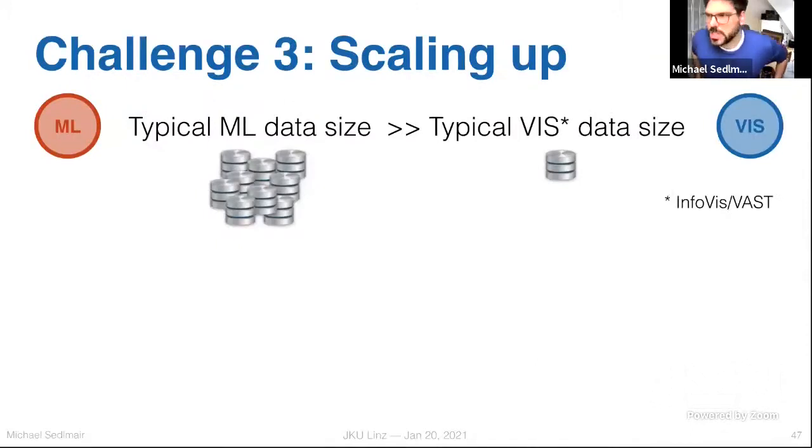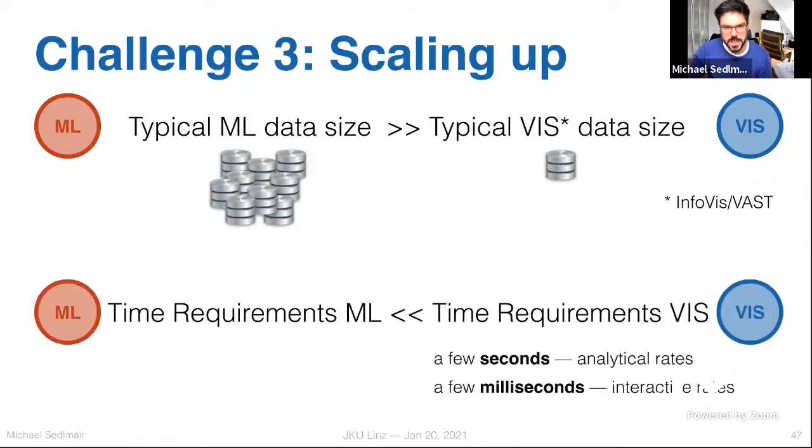Okay, challenge number 3, scaling up our solutions. And again, here I'm talking as a Vis person. If I look at the typical machine learning data size in their papers, they work with much bigger data, I would say, than the Vis papers, at least on the InfoVis and the VAST side, which I'm mostly aware of. And you remember those were terms that we used last decade to describe visualization research.